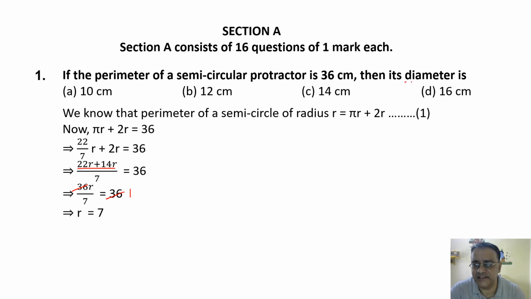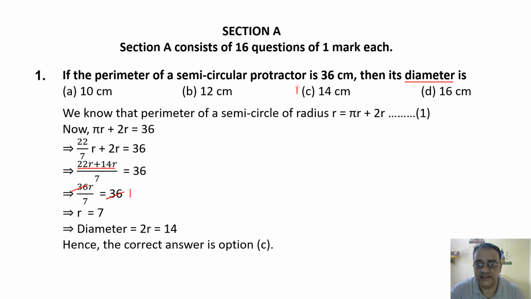So we have to find the diameter. So what is diameter then? 2r, 14 centimeter, right? And the correct option is option C. Now we are moving toward the second question.